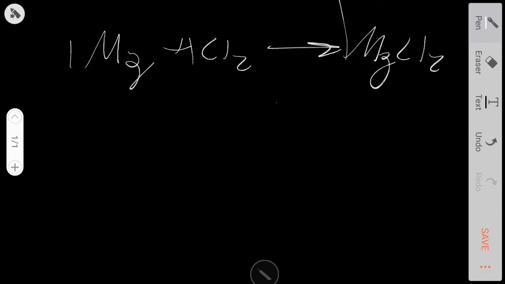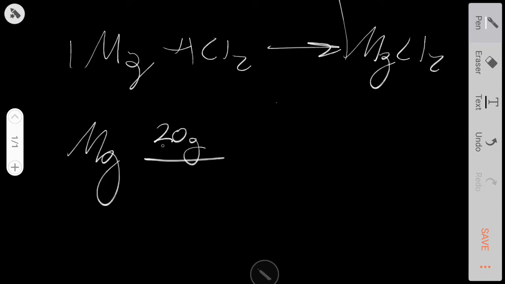So if I have a 1 to 1 ratio, that means that for my reactants, I have to have 1 mole for every 1 mole. They have to be the same amount. So if I look at magnesium, I'm telling you I have 20 grams, and it's 24.3 grams per mole. So how many moles of magnesium do I actually have? On a calculator, you'll see that I only have 0.823 moles.